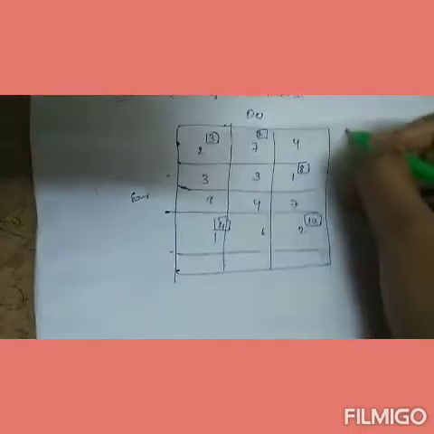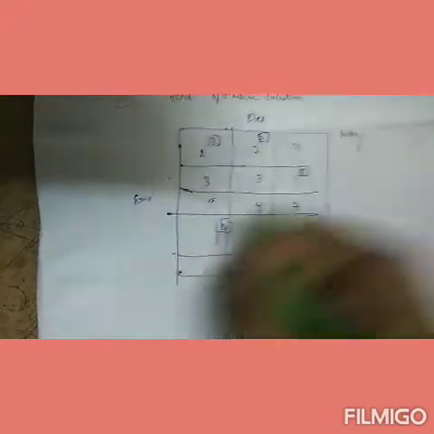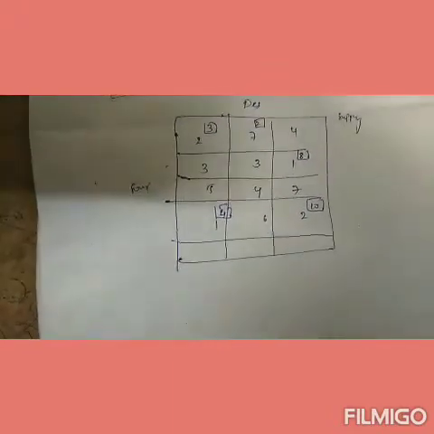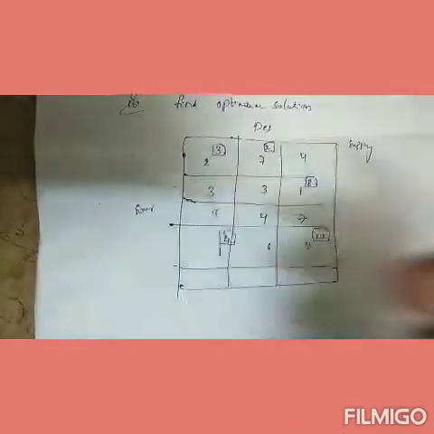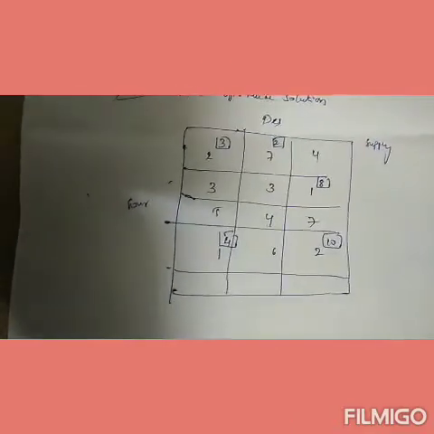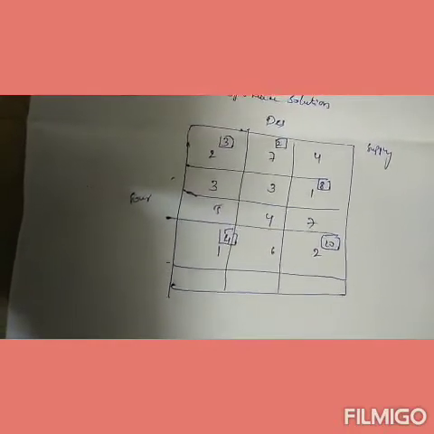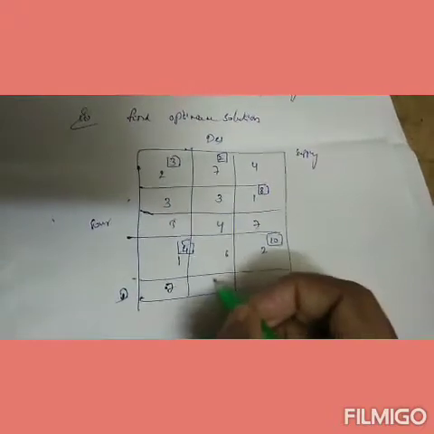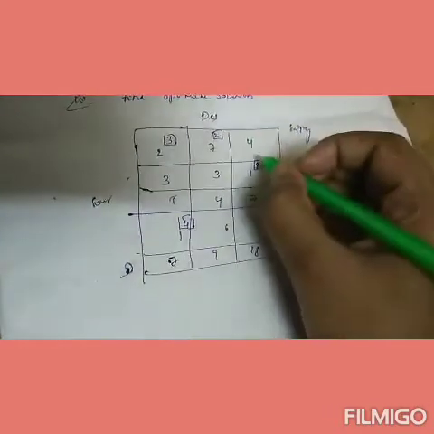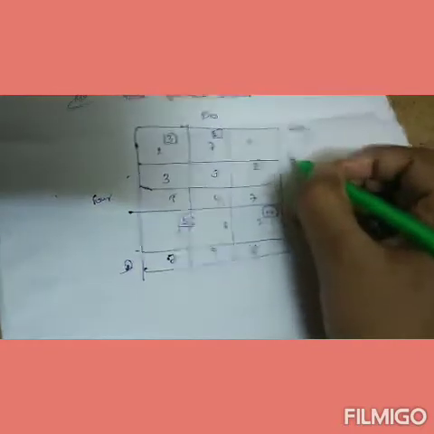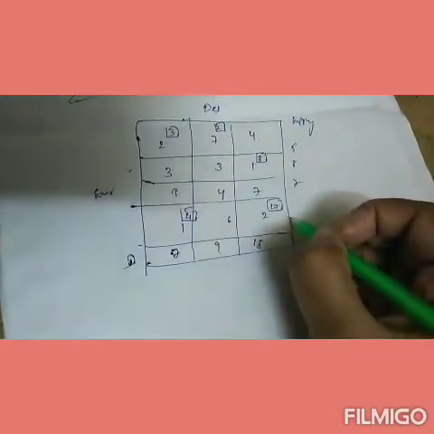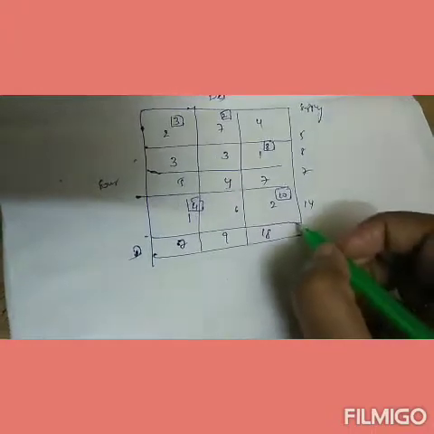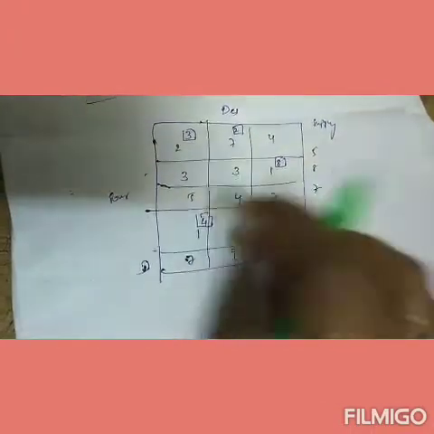This is destinations, and this is source, and this is supply, and this is demand. So demand is 7, 9, 18 and supply is 5, 8, 7, 14. Okay, so this is demand and these are destinations.